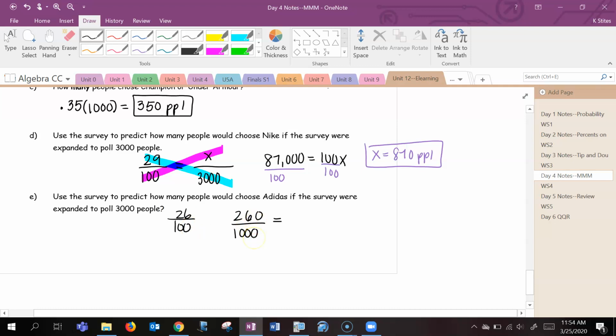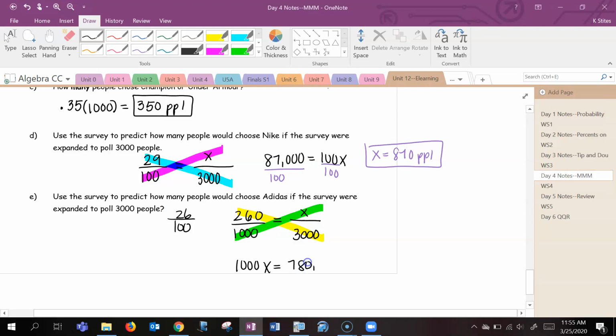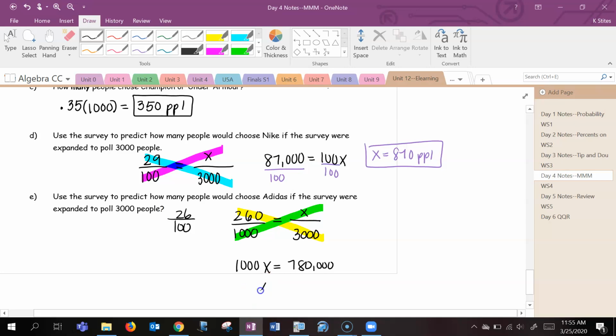So I'm just going to go with the number of people just to make it a little different. I'm still polling 3,000 people. That's my total down here. And my X will go on top. And then we'll cross multiply. So it's going to be 1,000X equals 260 times 3,000, 780,000. And then we'll divide by 1,000. And you should get 780 people.